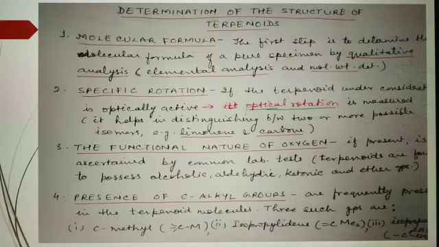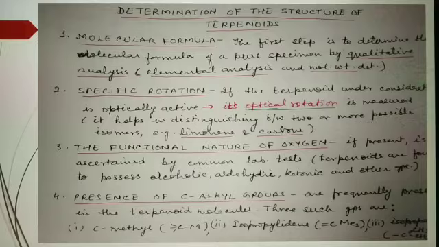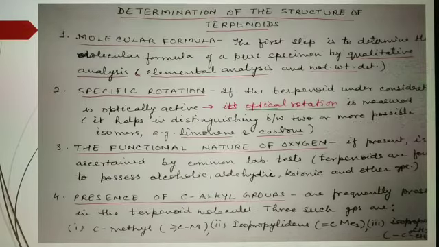The third point is to determine the functional nature of oxygen. If the terpenoid under consideration contains an oxygen atom, then we have to establish its functional nature, or we can say we determine the functional group present in the terpenoid. The most common functional groups present in terpenoids are alcoholic group, aldehydic group, ketonic or ether group. So we test them by usual laboratory tests.